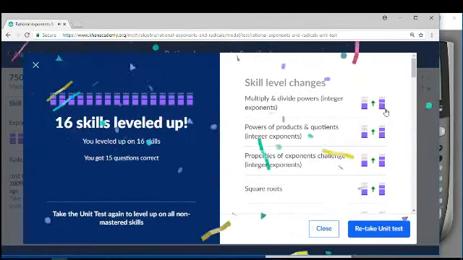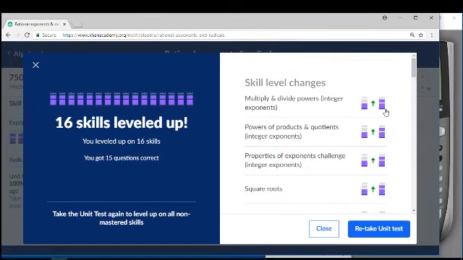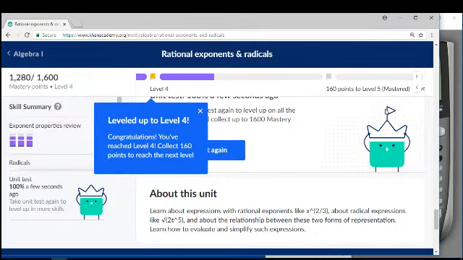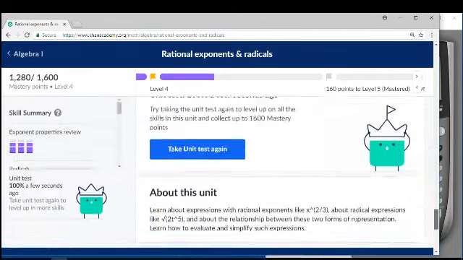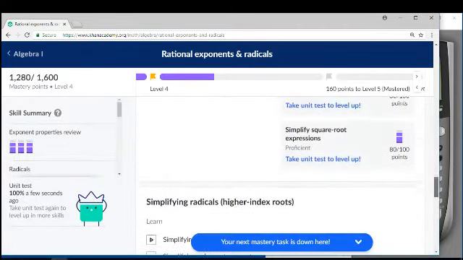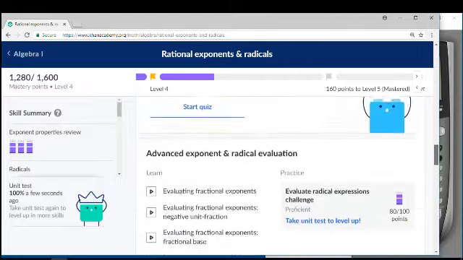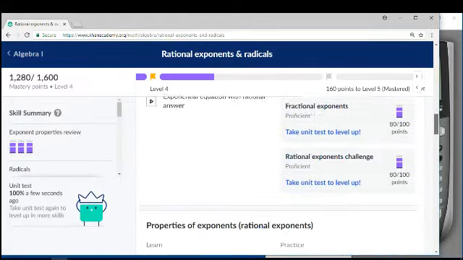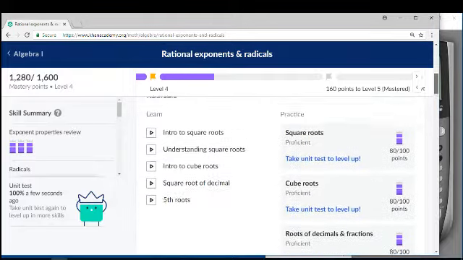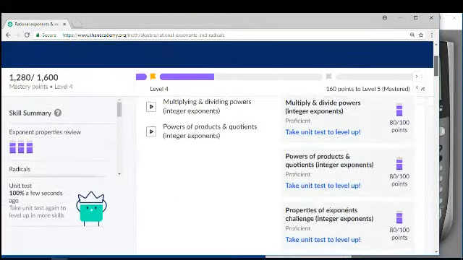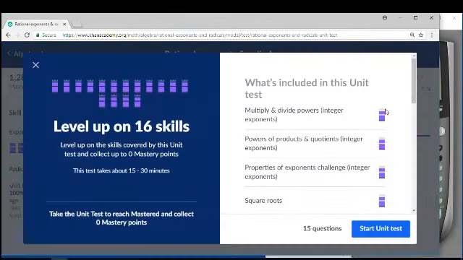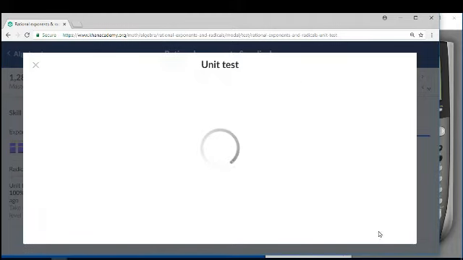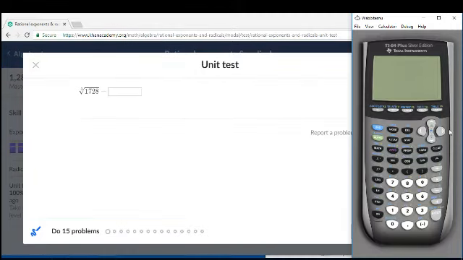All right, let's close this and see where we've gotten to mastery. We haven't quite gotten to mastery. Let's see if I can quickly get to mastery somewhere. All right, so I'm going to take it one more time, but this time I am not going to do explanations.